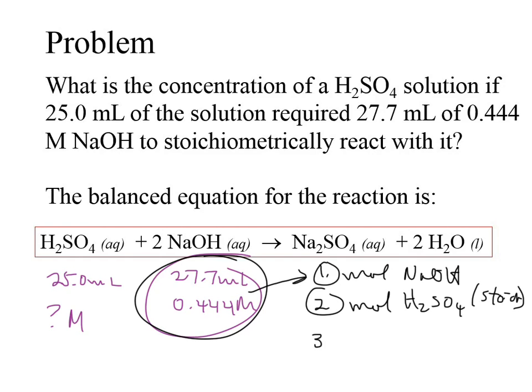And the last step, once I have moles of H2SO4, I'll show you in step number 3, we're going to take moles and divide it by volume, which is 25.0 milliliters, to get molarity. All right, here we go.